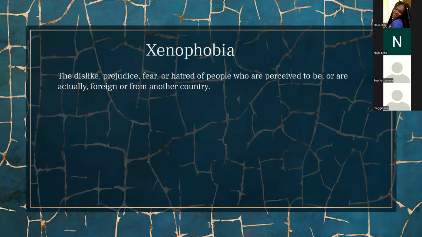Then we have xenophobia. Xenophobia could also propel beliefs of racism as well as ethnocentrism. It's usually prejudice, fear, or hatred of people who you believe to be foreign or from another country. This is mostly directed at immigrants, people who you believe are illegal immigrants, or even people of color who are immigrants.